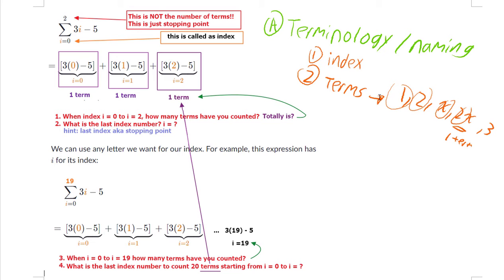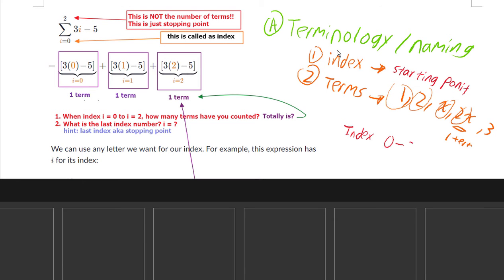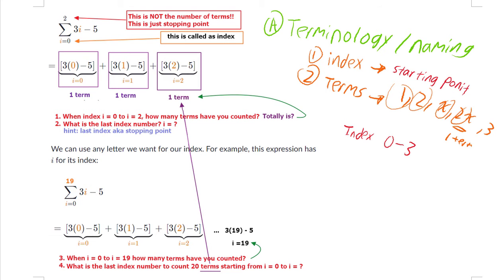So what is index? Index is just a starting point. You can call it a starting point. Let's look at the index more. Say the index starts from 0 to 3, versus index 1 to 3.